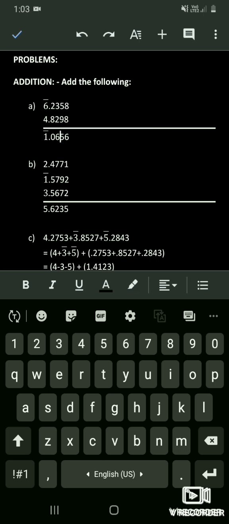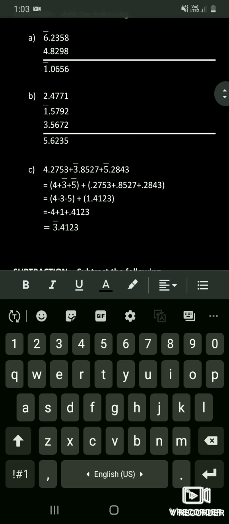So you will get 3 plus 2 plus 1, that is 6, and 8 plus 2 is 10, and 1 is carried to the last term. So it will be minus 6 plus 4 and plus 1, which is nothing but minus 1, and you have to write it as 1 bar 0.0656. So even the second problem you can solve in a similar way.